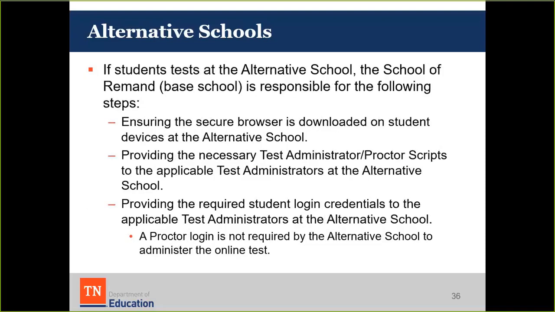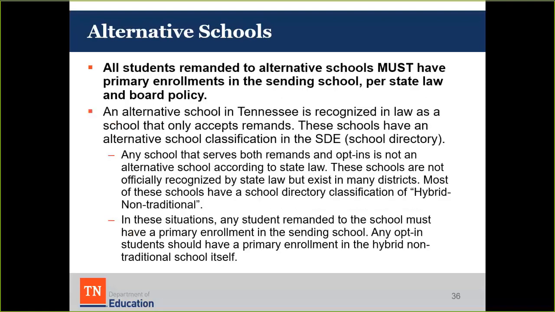So if they test at the alternative school, the school of remand is responsible for doing the following things. First, they have to make sure that the secure browser is downloaded onto student devices at the alternative school. They also need to provide the test administrator proctor scripts to the applicable test administrators at the alternative school, and they need to provide the required student login credentials to the test administrators at the alternative school. A proctor login is not required by the alternative school in order to administer the online test.